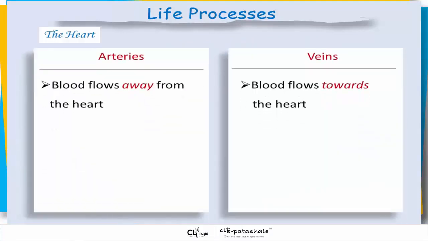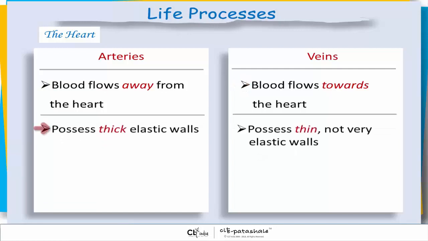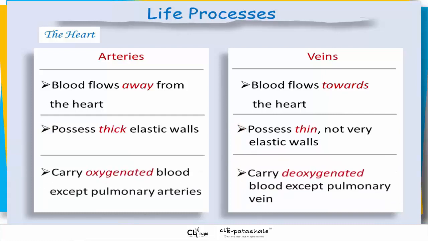Now we shall see the differences between arteries and veins. In case of arteries, blood flows away from the heart. In case of veins, blood flows towards the heart. Arteries possess thick elastic walls. Veins possess thin, not very elastic walls. Arteries carry oxygenated blood except pulmonary artery. Veins carry deoxygenated blood except pulmonary vein.